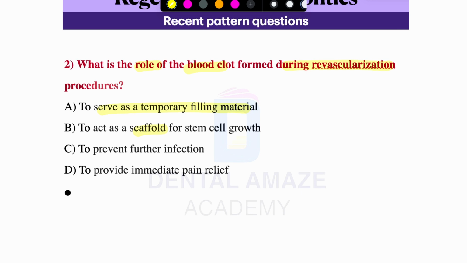Okay, the blood clot contains fibrin, and this fibrin can be used or can act as a scaffold for the growth of stem cells. To prevent further infection doesn't make sense. To provide an immediate pain relief. Now, it's very direct.